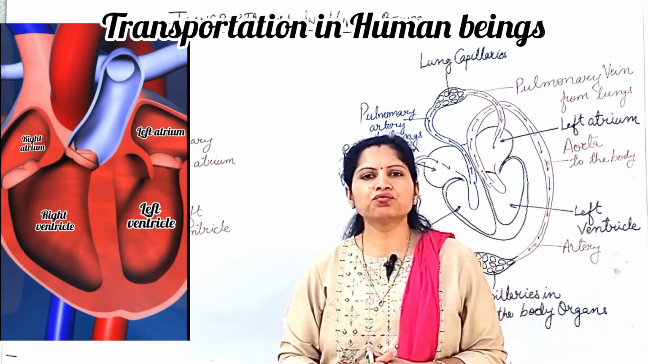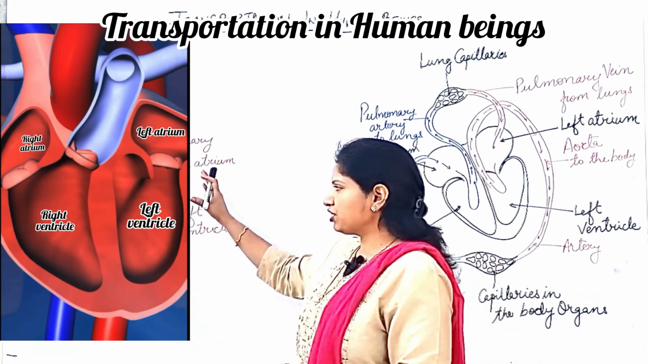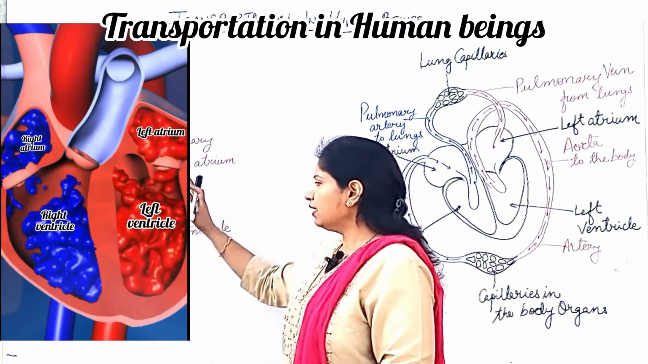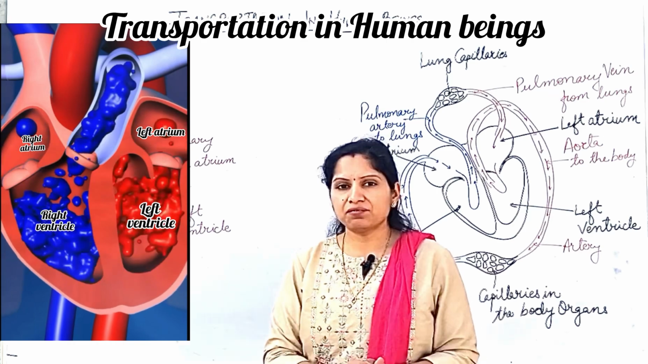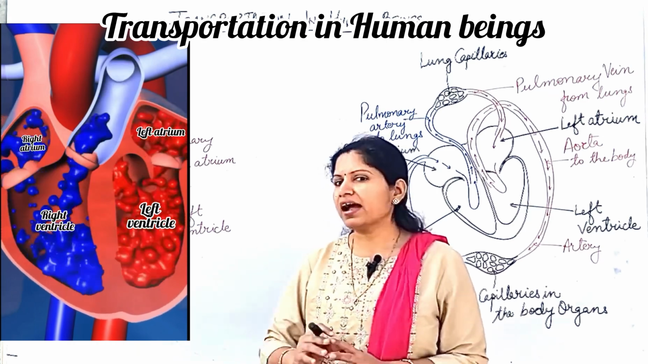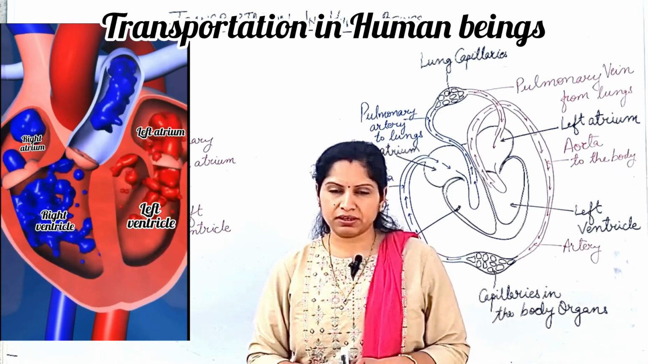Human beings have a four-chambered heart. The chambers are right atrium, left atrium, right ventricle, and left ventricle. The right side of the heart is having deoxygenated blood, and the left side of the heart is having oxygenated blood.